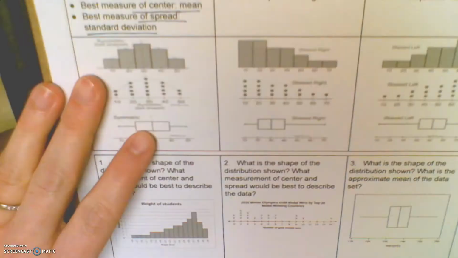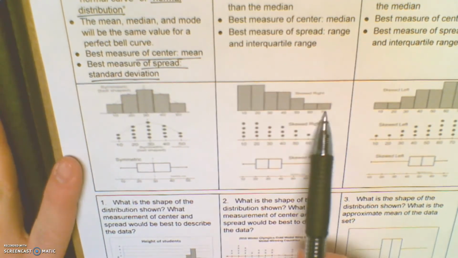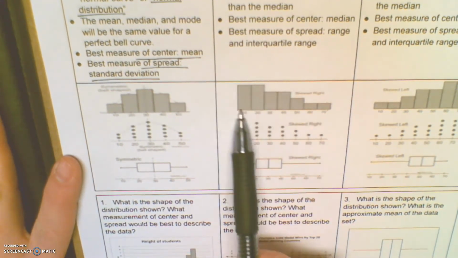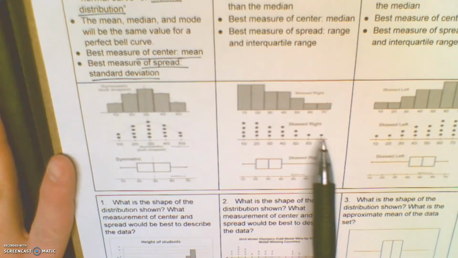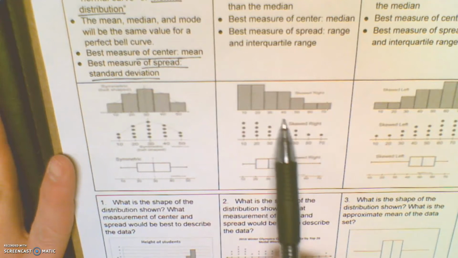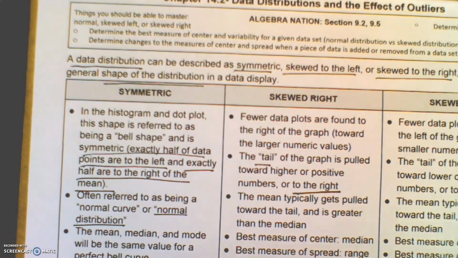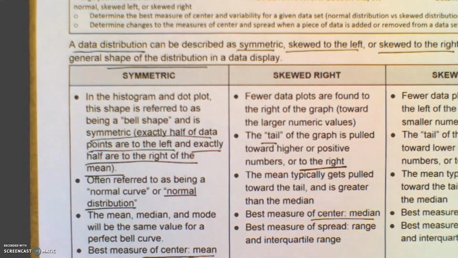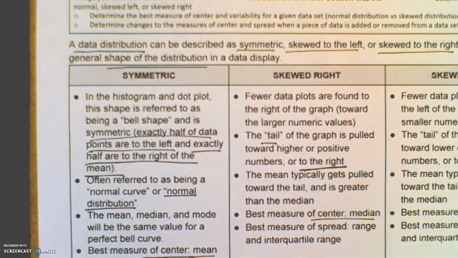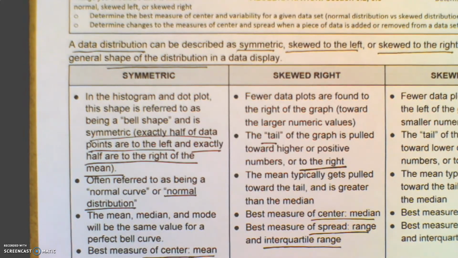So if we look at this with graphs, here is your tail. Most of the data is in here. For the dot plot, here's your tail. Most of the points are located in here. The best measure of center for skewed to the right is your median. The best measure of spread is your range and your interquartile range.